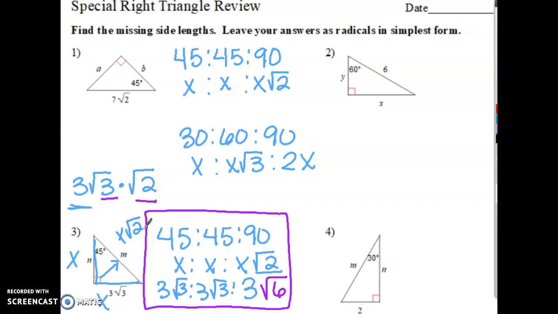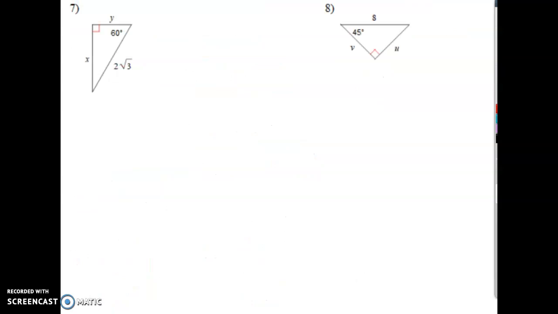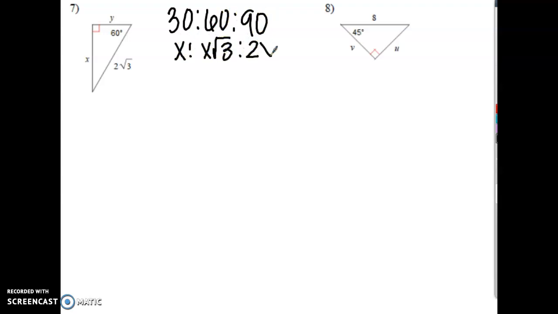And actually, let's flip this paper over and let's look at number 7 and number 8. So for number 7, I have a 30, 60, 90. So I'm going to write down my ratios. 30, 60, 90. So we have x, x square root of 3, 2x. So I have to label my sides. So I am given here my 90 degree side. So that will be 2 square root of 3. And I had to find out my x from that.